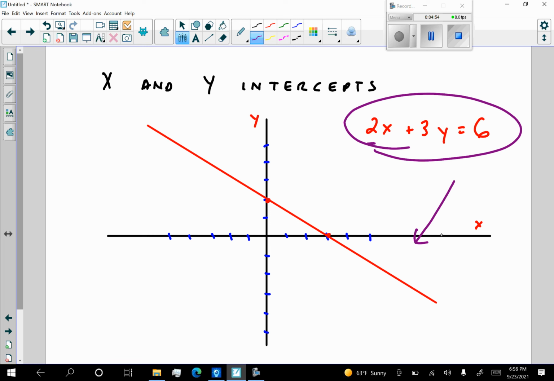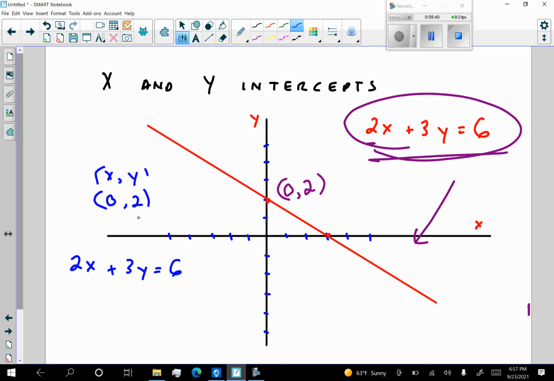And it appears that this line is going to intersect the y-axis at this point, 0, 2. It appears that 0, 2 is the y-intercept of this particular linear equation. So let's check to see if 0, 2 is indeed on this line. I'm just going to rewrite the equation over here: 2x plus 3y is equal to 6. And I'm going to put this point, x comma y, which is 0, 2, into this equation and see if it is indeed true. If the equation is true, then I know that that is indeed the y-intercept.